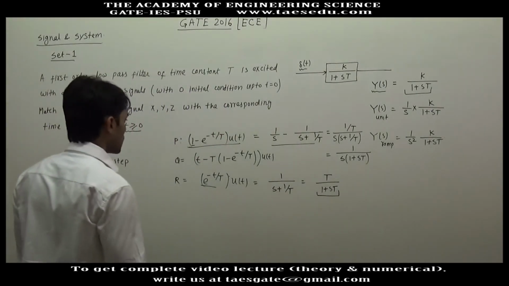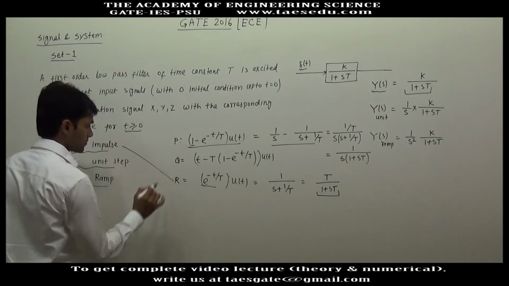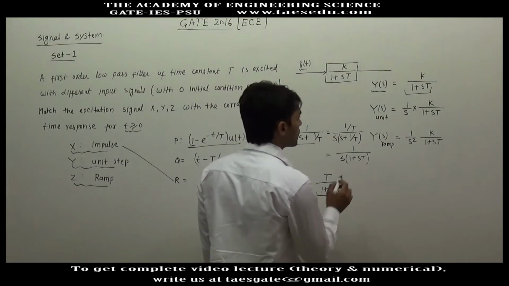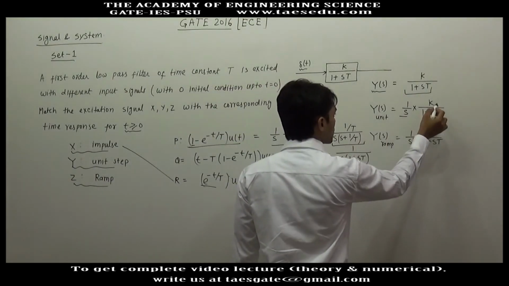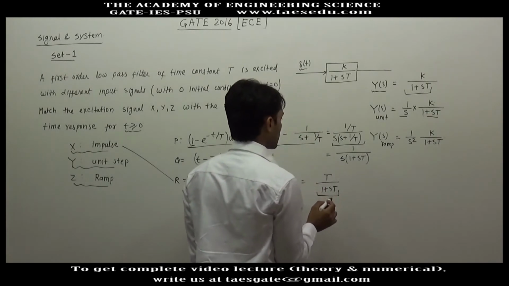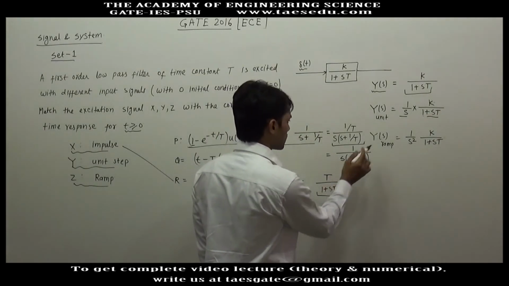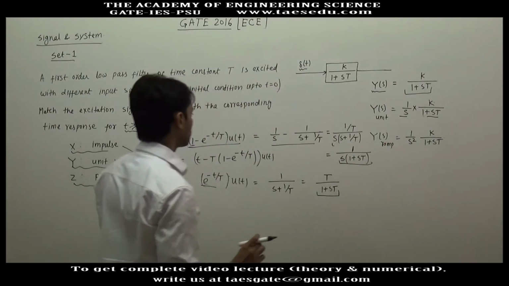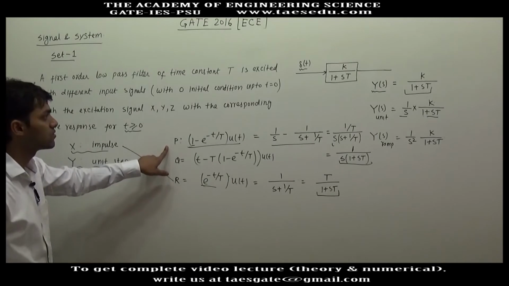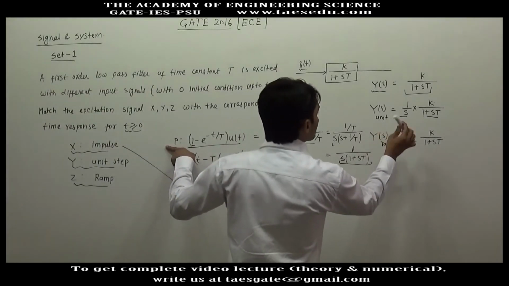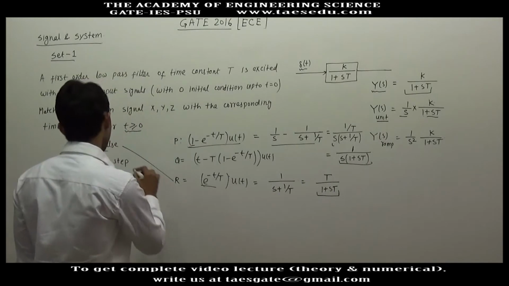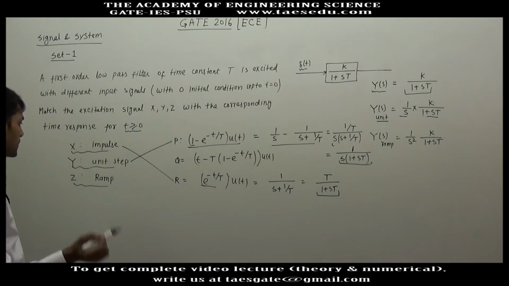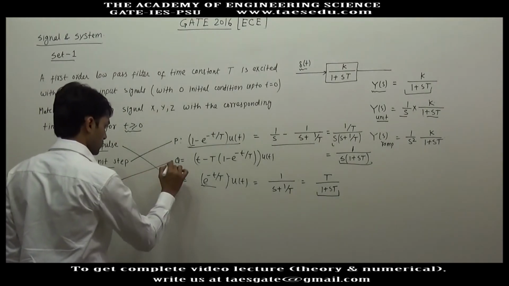Okay. So impulse is matched to r, and this is matched to 1 upon s, K divided by 1 plus sT, where K is equal to 1. So p is matched to, this is the output for unit step, so p is matched to unit step, and the rest, ramp, will be matched to q.